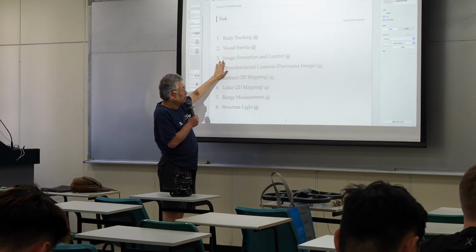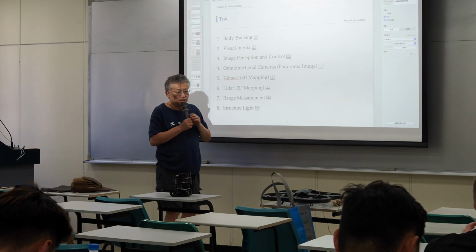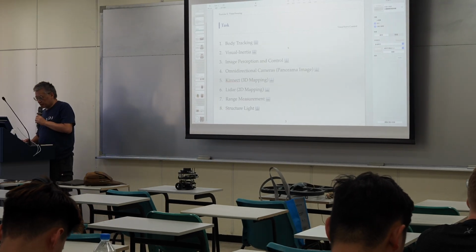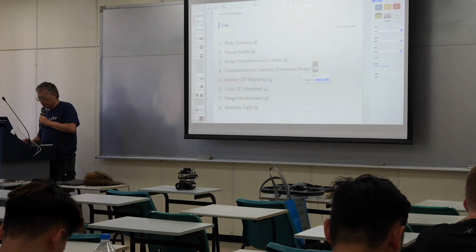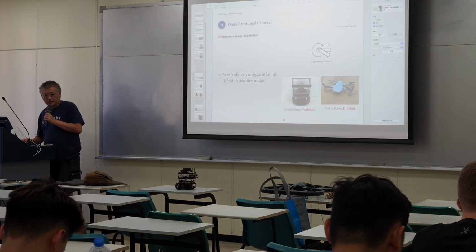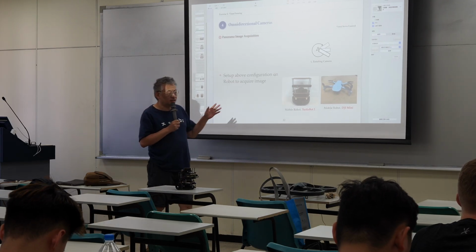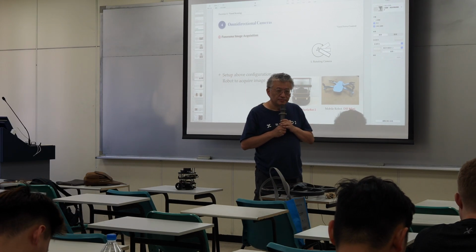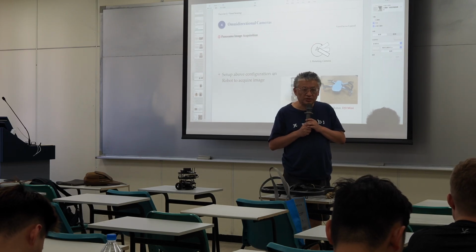RUEI, image processing control, and omnidirectional camera. So last time we started here, and this is called image staging. Well, is this the only way we get an omnidirectional camera? Omnidirectional image. No. Is this the only way?